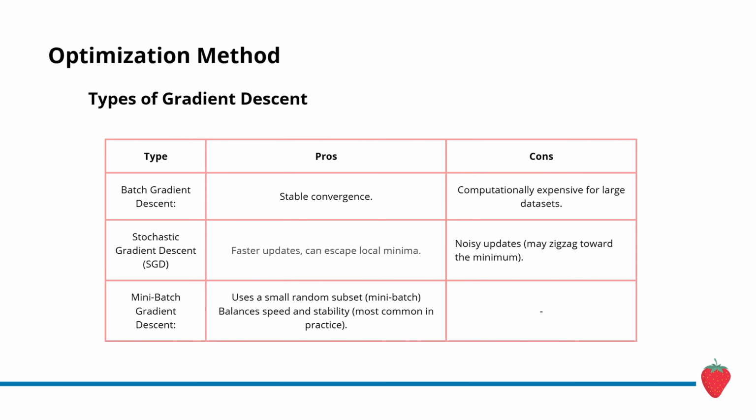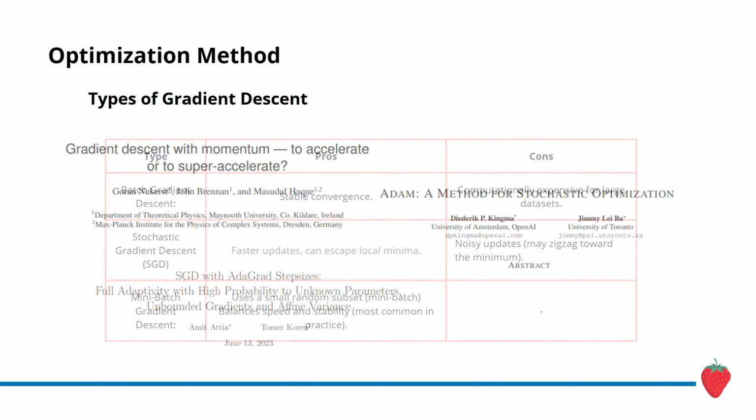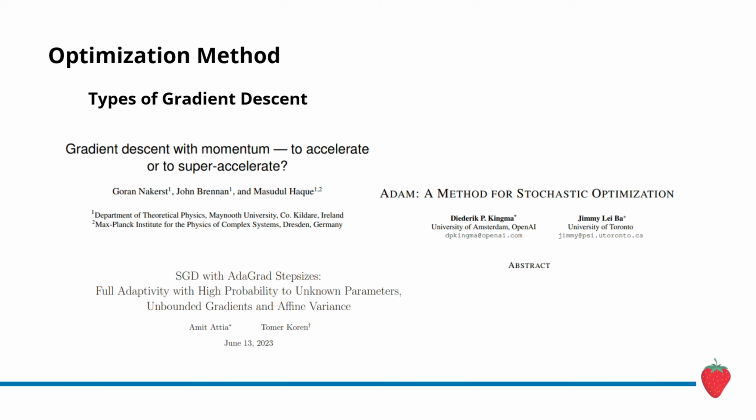There are others that are more like enhancements of vanilla gradient descent, which is the purest one. There is gradient descent with momentum, there is SGD with AdaGrad, and there is Adam. Adam is quite famous, especially on the side of the deep learning section. We can see them afterward.